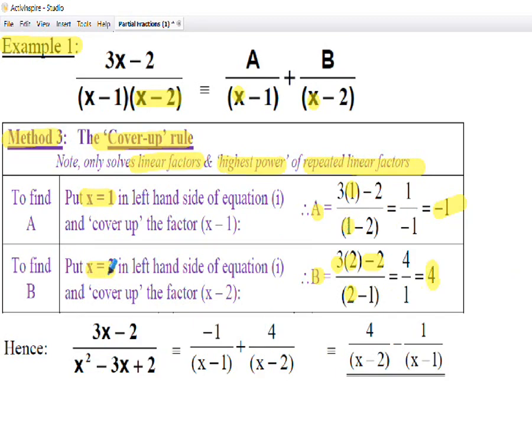All I've done finally is stated the original function and now the partial fraction, so it's a upon x minus 1, that's minus 1 upon x minus 1, plus the b upon x minus 2, so that's 4 upon x minus 2. All I've done finally is just slightly rearrange the equations, putting the positive term first and the negative term second.